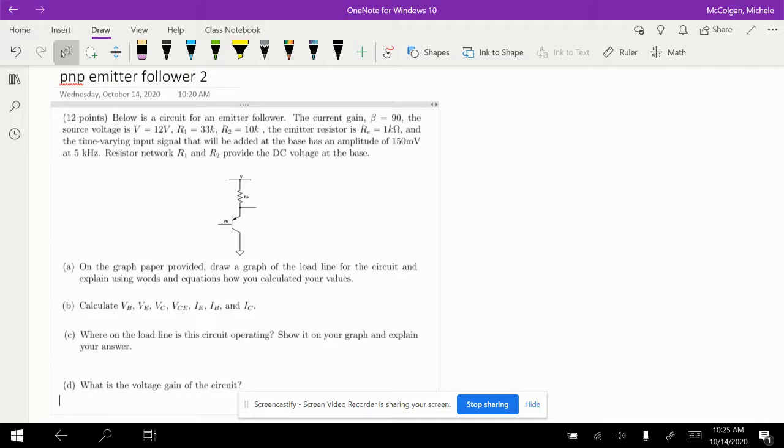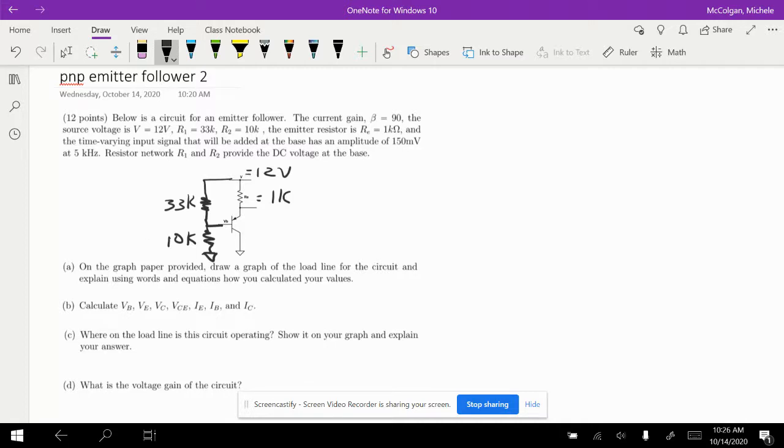So it says here the resistor network R1 and R2 will provide the DC voltage at the base. So what I'm going to do is just draw that in here. R1 is 33K and R2 is 10K. Okay, and we've got our RE equal to 1K here, and this is 12 volts.